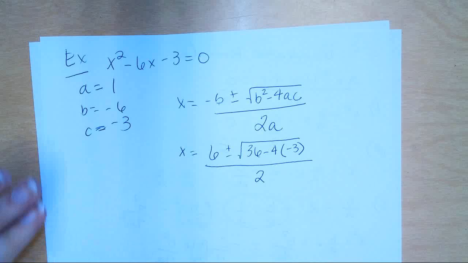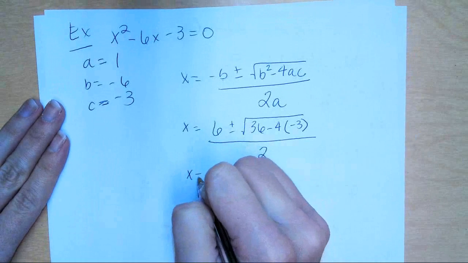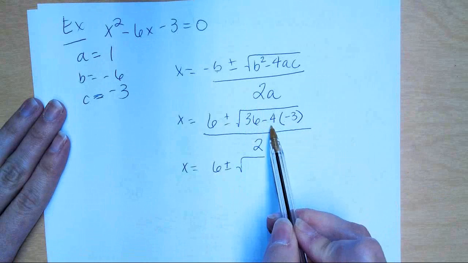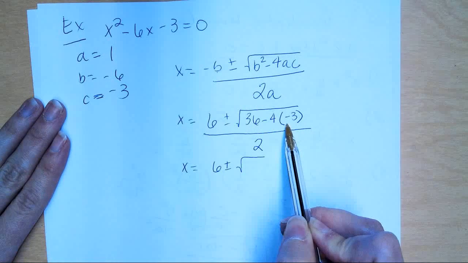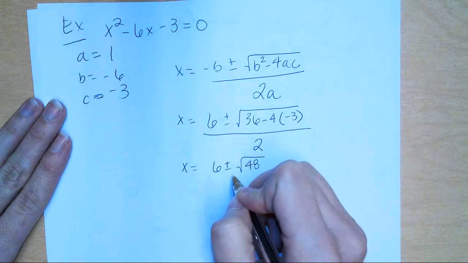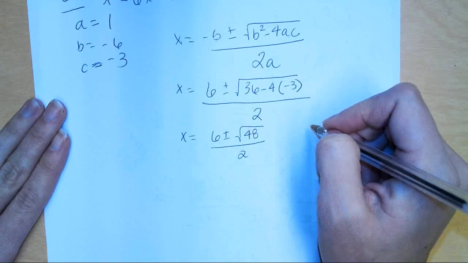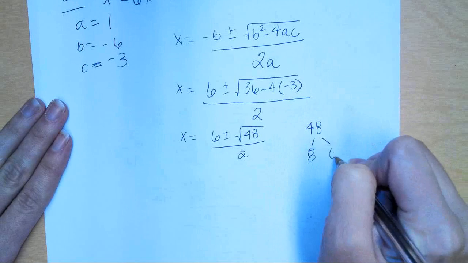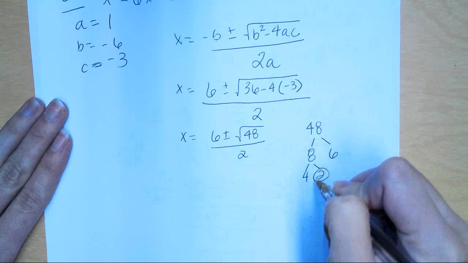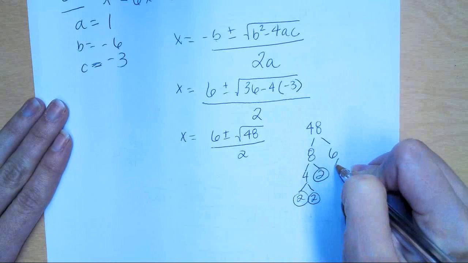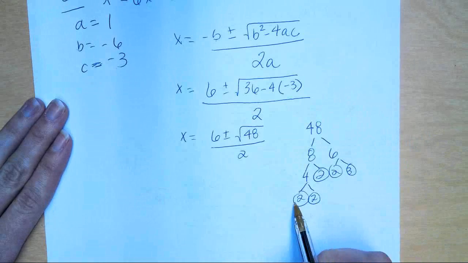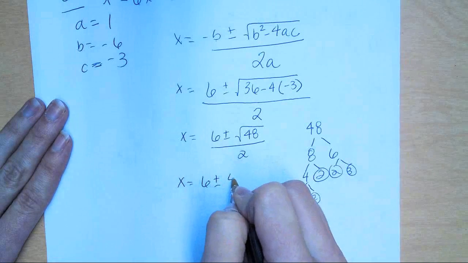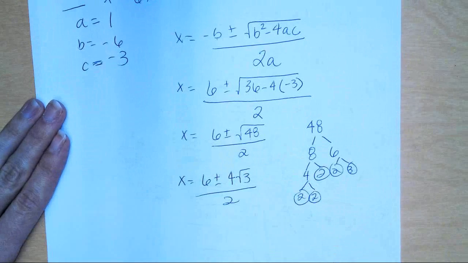And now we're going to reduce. So 6 plus or minus, what is the square root of 36 plus 12? The square root of 48, divided by 2. And then we can reduce 48. What are two factors? 8 times 6. 8 is 4 times 2, 2 times 2, 2 times 3. So we have four 2's and one 3. What does that become? 4 root 3, all divided by 2.